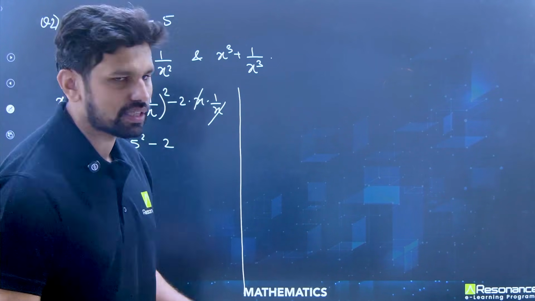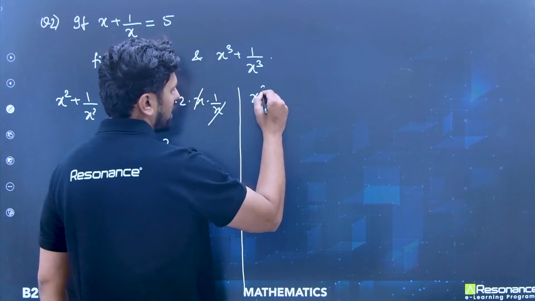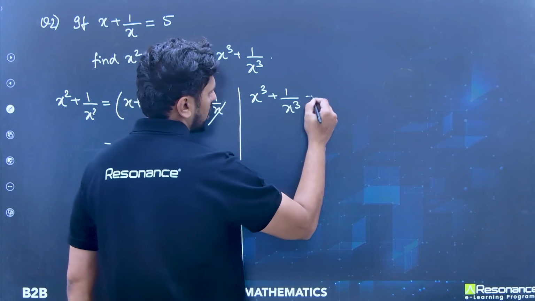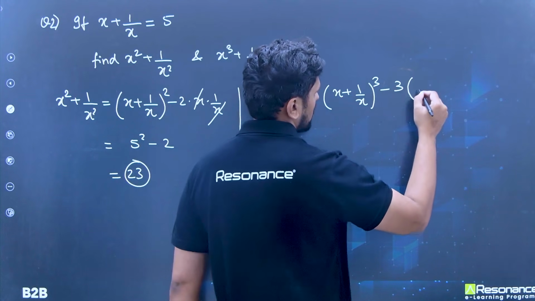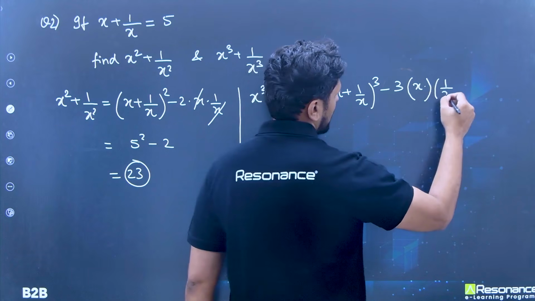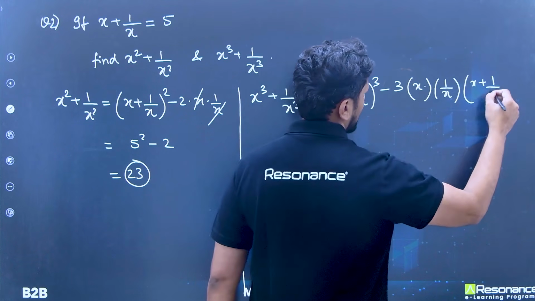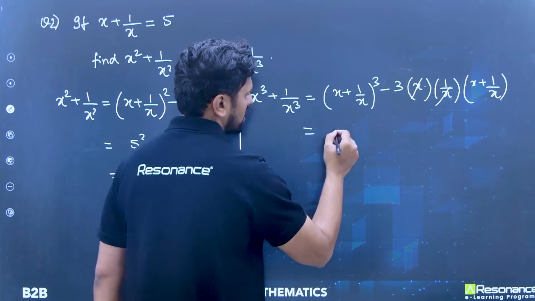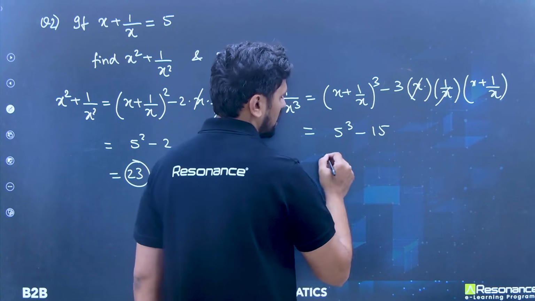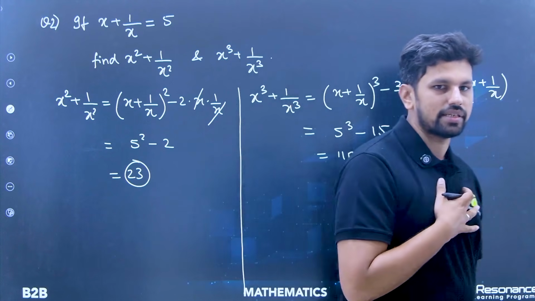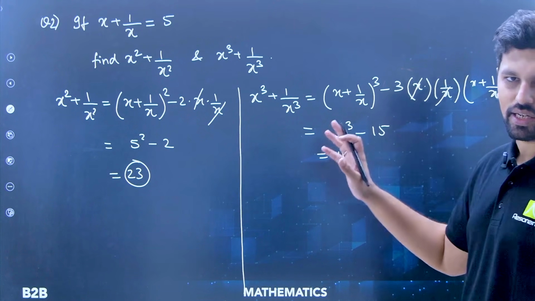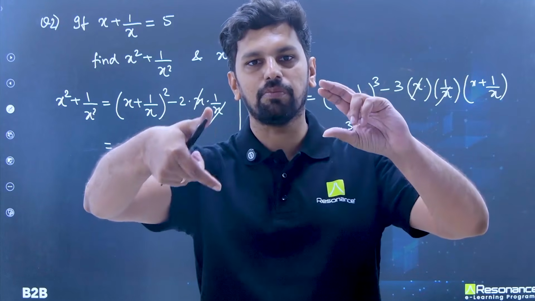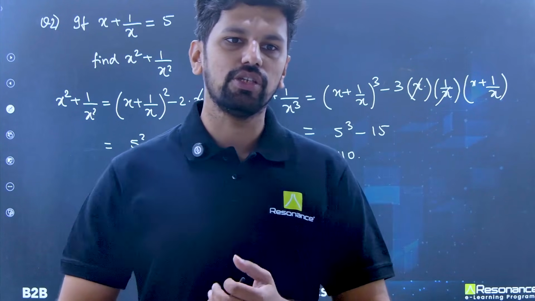Same question, only digits change. Now here also x cube plus 1 by x cube is equal to (x plus 1 by x) whole cube minus 3x into 1 by x into (x plus 1 by x). This got cancelled. So we got 5 cube minus 15, that is 110. Okay, that is 110. We can use other formulas also, but this is direct. Whenever one number is given and its reciprocal is given, we can use it directly.